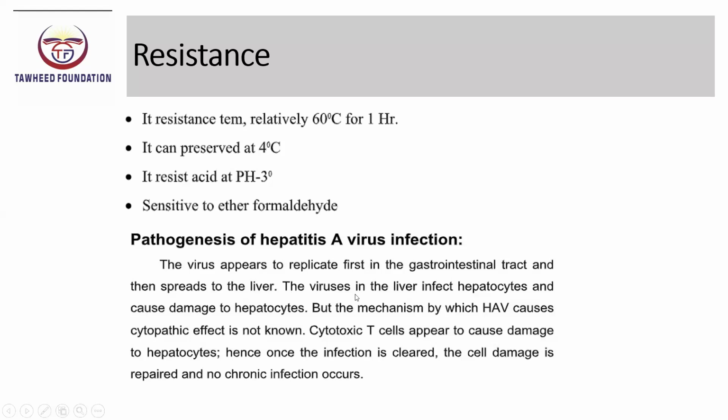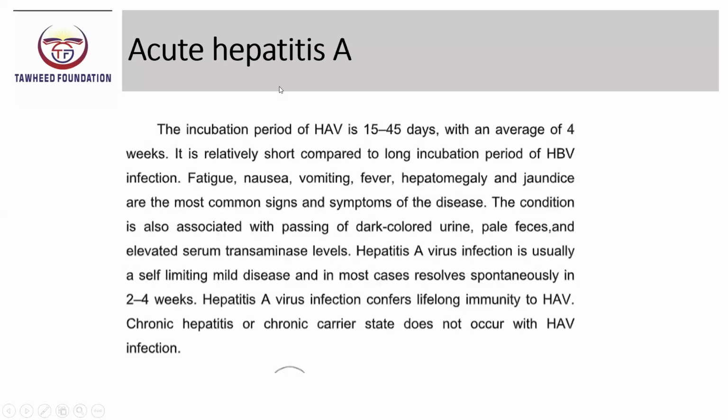The viruses in the liver infect hepatocytes and cause damage to them, but the mechanism by which HAV causes cytopathic effect is still not known, whereas cytotoxic T cells appear to cause damage to hepatocytes. Hence, once the infection is cleared, the cell damage is repaired and no chronic infection occurs. Acute hepatitis A: HAV infection is typically acute and self-limiting.